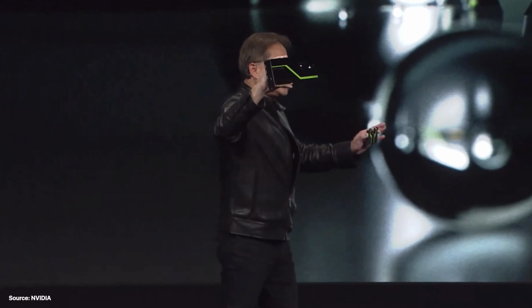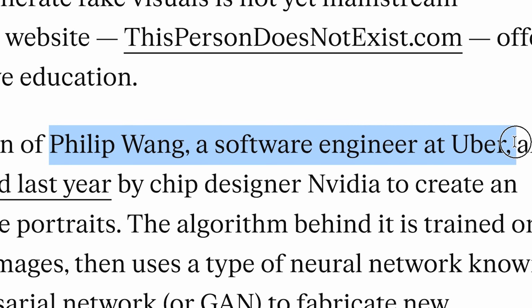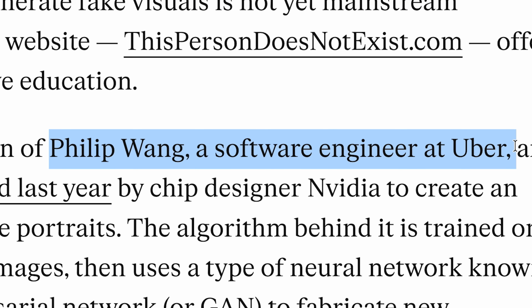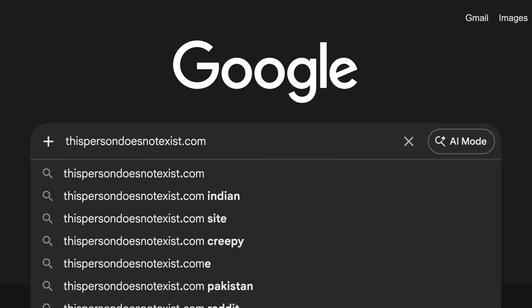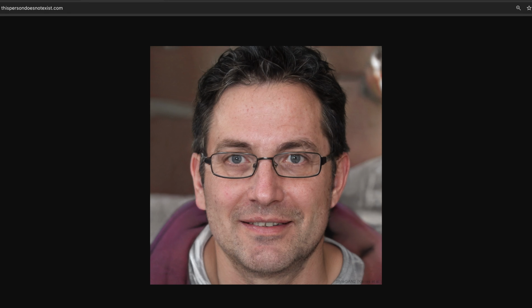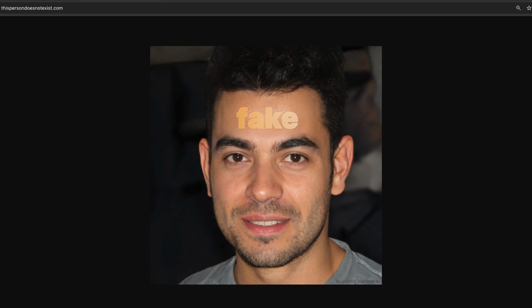StyleGAN was able to run on NVIDIA's commodity GPU processors. In February 2019, an Uber engineer, Philip Wong, used this software to create the website thispersondoesnotexist.com, and it went viral. Every time you refresh the page, a high-definition photorealistic human face appeared. Every single one was fake. GANs had officially crossed the Uncanny Valley.